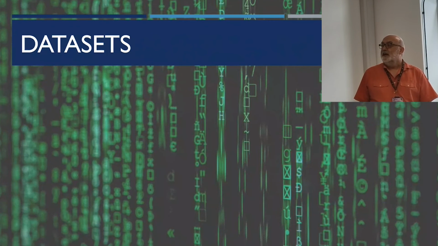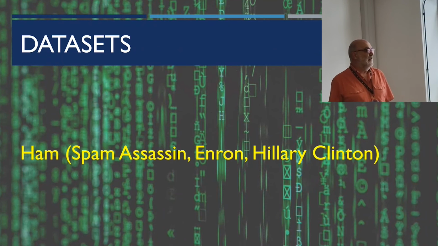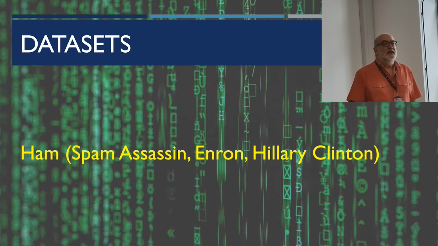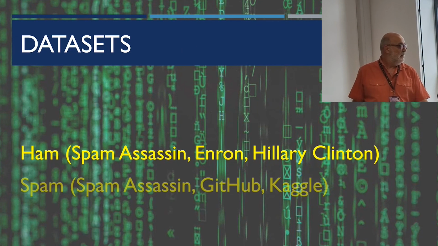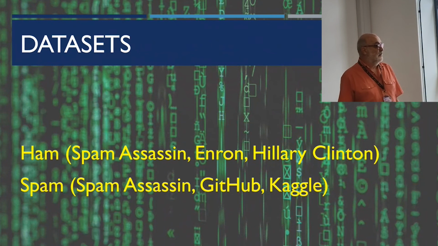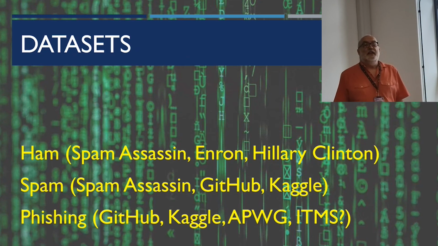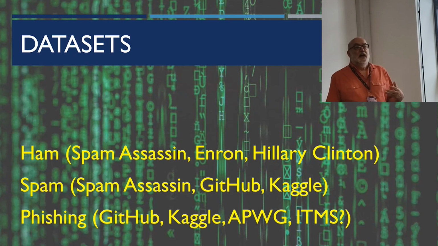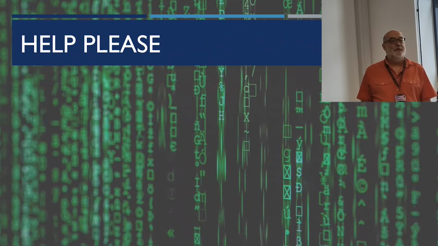I'm using data sets that are publicly available. The first are ham. These are normal emails, and they come from SpamAssassin, the Enron and Hillary Clinton investigations. Then there's spam, which also comes from SpamAssassin, GitHub, and Kaggle. And then there's some phishing ones. These are the difficult ones. There's not many around. And this is where I could do with your help.